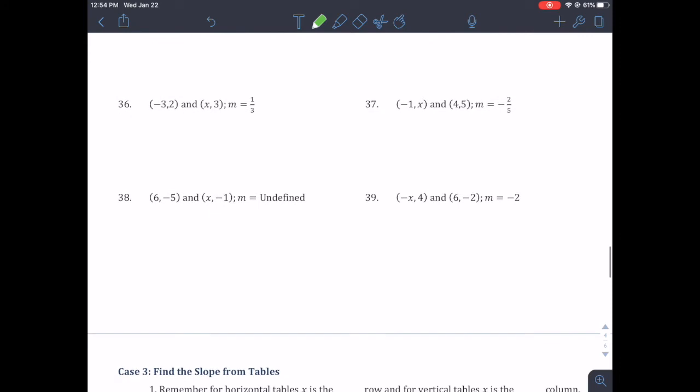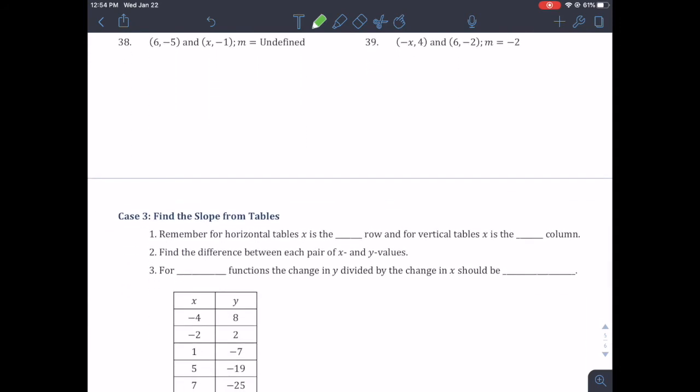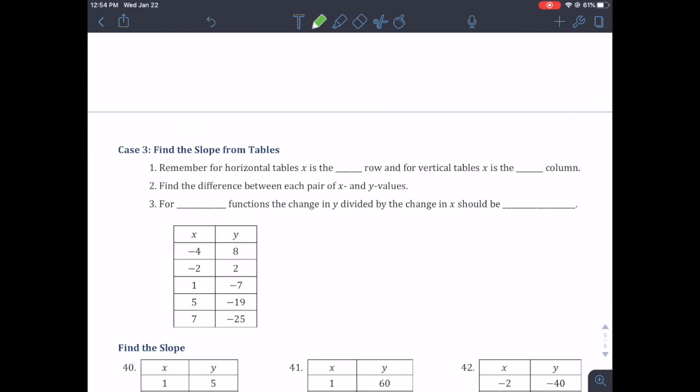Okay, let's move away from 2 points, but still sticking with slope. We're now trying to find the slope from a table. Remember, for horizontal tables, x is the first row. For vertical tables, x is the first column. So even if they hadn't chosen x and y as their variables, if they chose m and n, a and b, it's always going to be that the x, the independent variable, is in the first row or first column. We're still going to find the differences between pairs of x and pairs of y values. So for linear functions, the change in y divided by the change in x should be constant.